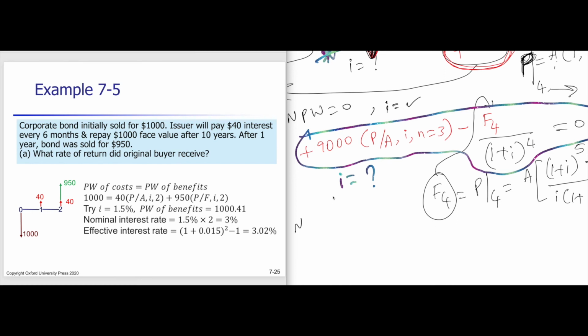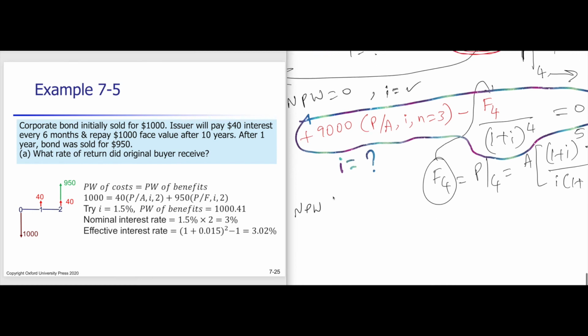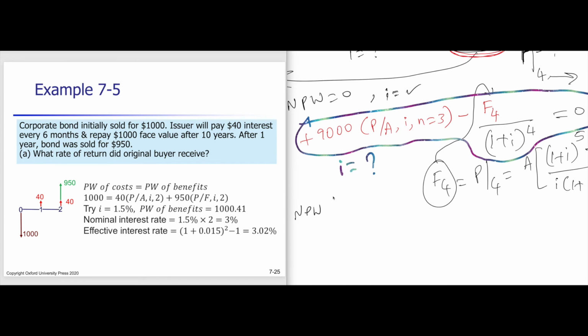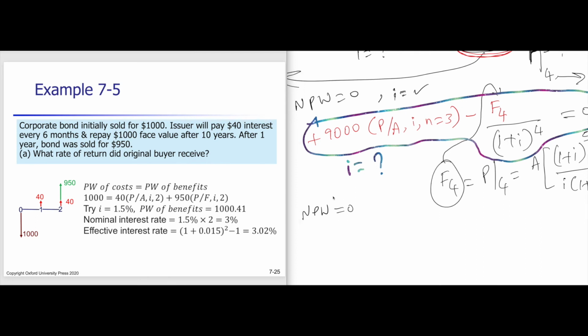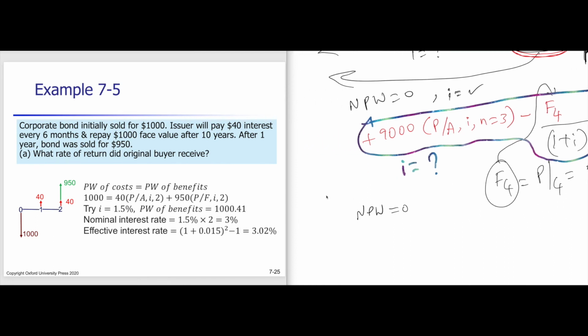Net present worth should be 0. Net present worth should be 0. So we convert every number to P for this cash flow, and then we equate that to 0, solve the equation, and find I.